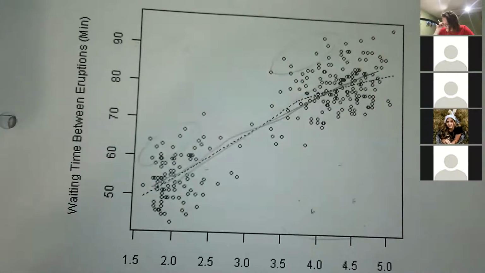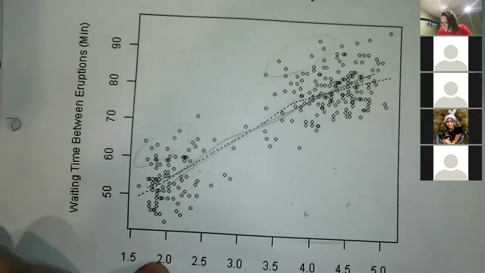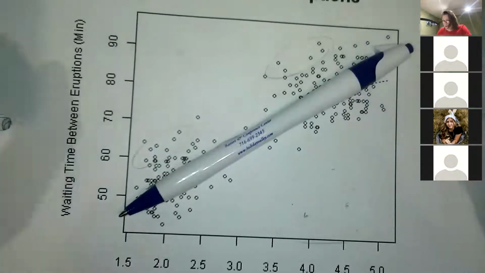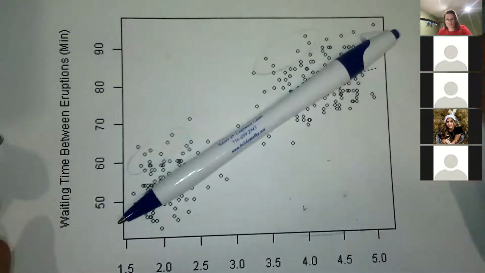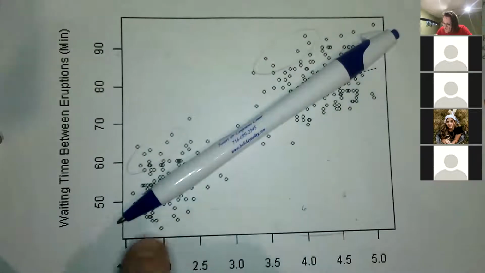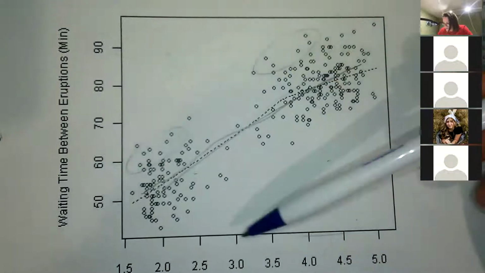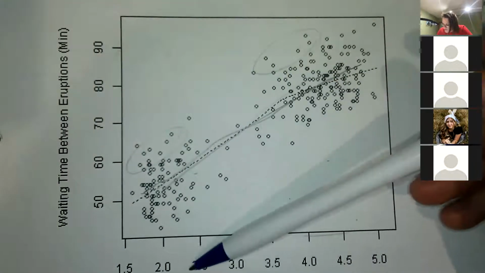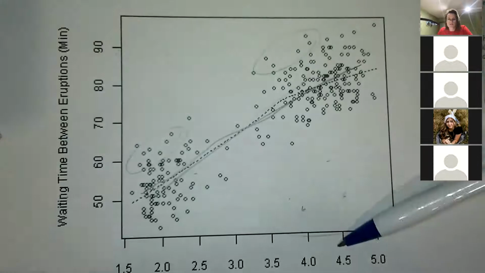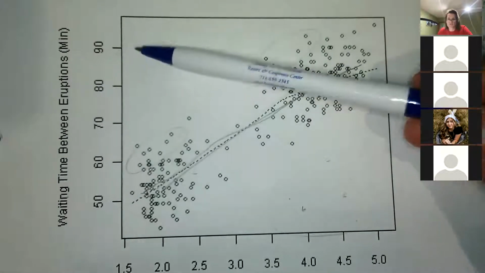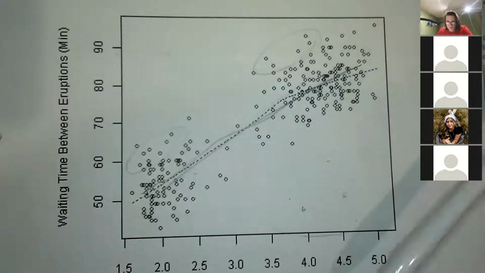But in any case, this is another example of one where there's a general trend, right? If you took your pen and you laid it on the graph, on the scatter plot, you can kind of see that generally you have this upward relationship. So basically what that means is that as the eruption durations increase, you generally need to wait longer between eruptions. And that makes perfect sense, right?